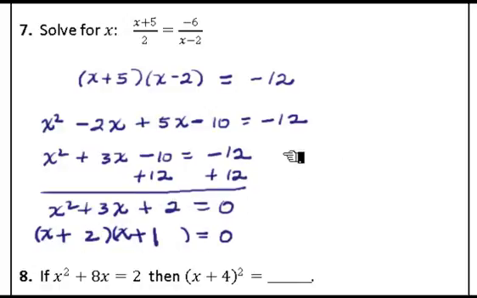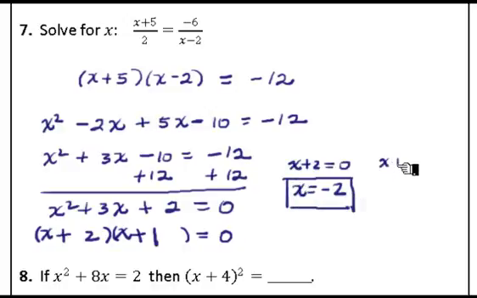And from this we get two solutions. x plus 2 equals 0 gives us x equal to minus 2. That's one solution. And x plus 1 equals 0 gives us x is equal to negative 1. So that's the second solution.